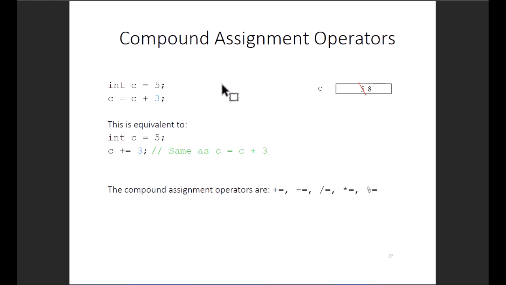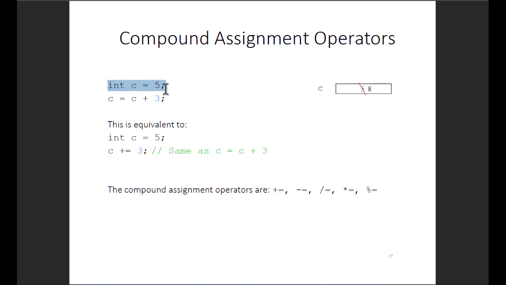Compound operators is a little bit easier than what we did. You see, compound operator, you are doing the two operators together. You are joining them. So in C equal 5, if you do C equals C plus 3, means take the 5, add to it 3, so C will have 8. C started with 5, now it has 8.